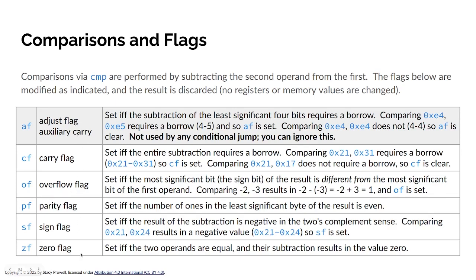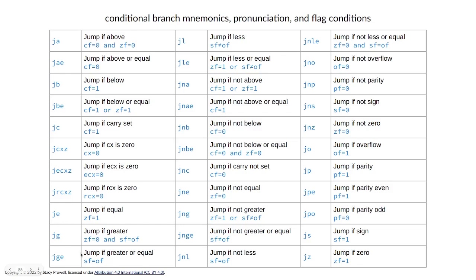Now, based on just those 5 flags, I have a lot of options. And here they are. I mentioned jump if above. That happens when the carry flag is clear and the zero flag is clear. Above or equal happens when the carry flag is clear. The difference is that the zero flag is not checked here. And so on. If you want to figure all these out, you're welcome to. But they are what they are.